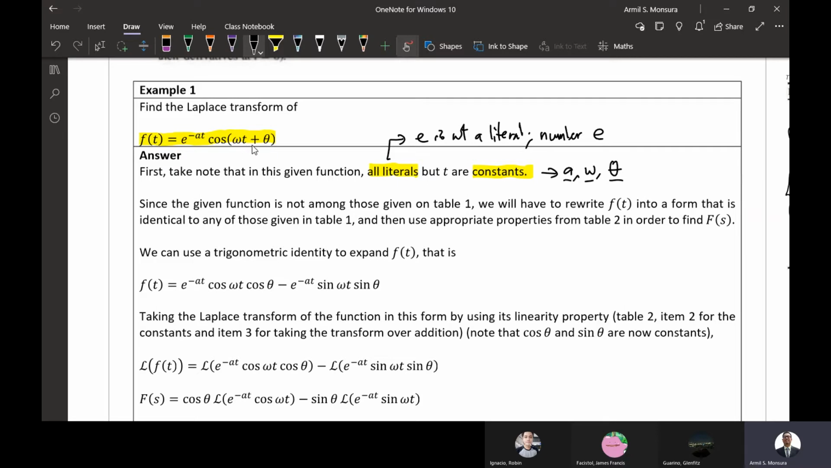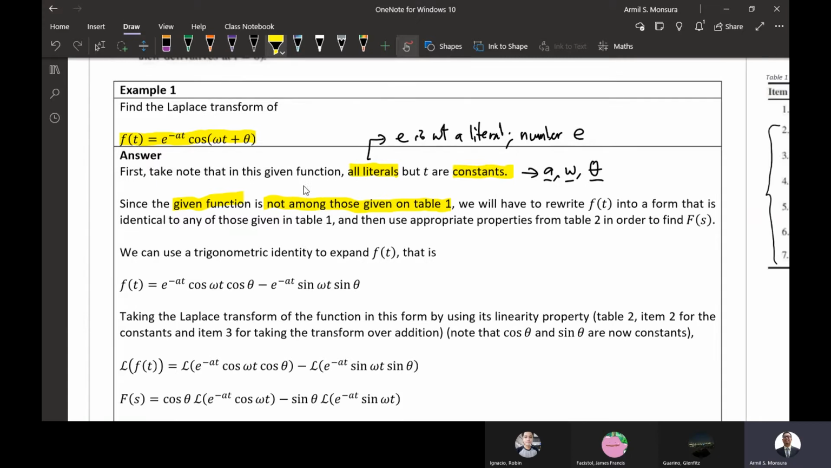Okay, so ayun. Now, second, ang kailangan yung pansinin is that, okay, ang kailangan nyo mapansin ngayon dito is that the given function is not among those given on table 1. So yung mismong function na yan is not here.